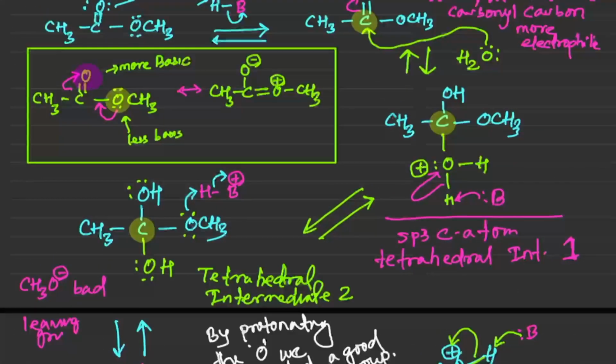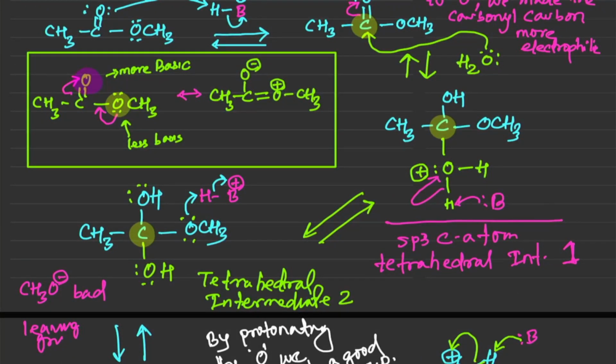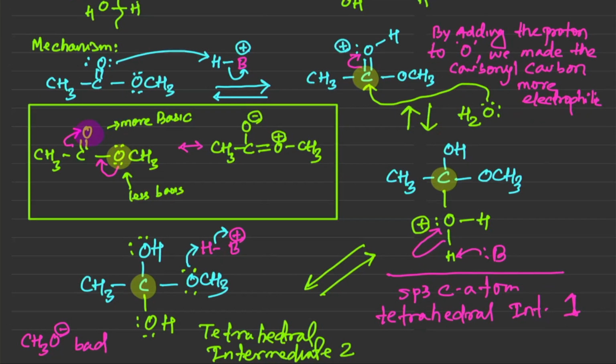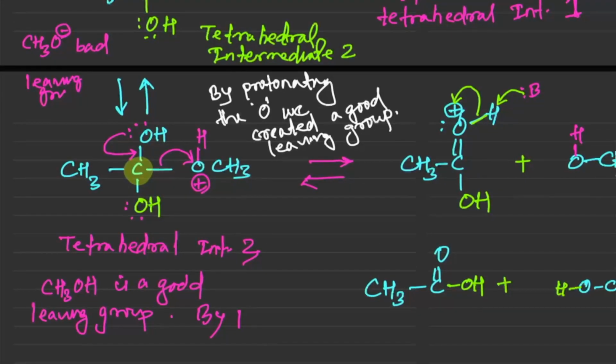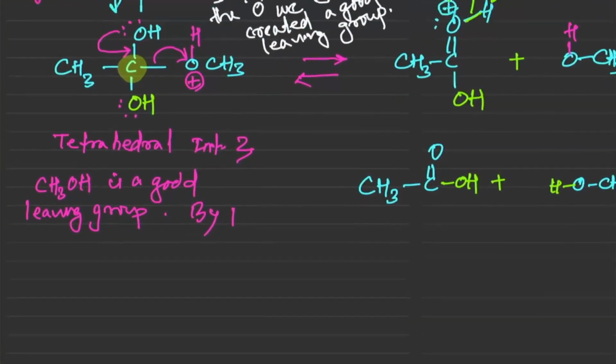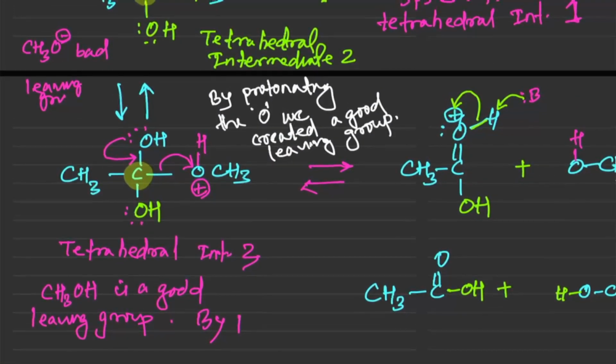So what is the role of the catalyst? The catalyst does two things here. By adding the proton, the catalyst makes the carbon more electrophilic. Before it wasn't. And also the catalyst, by adding a proton H plus, created a better leaving group, CH3OH. We created a better leaving group. All right, so that's it. We will talk about more reactions in the next video.